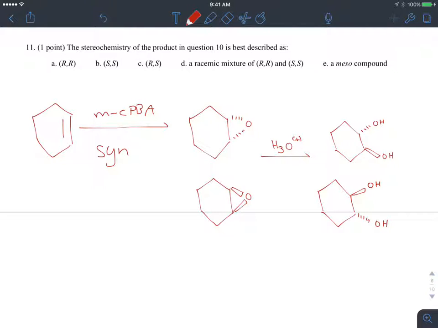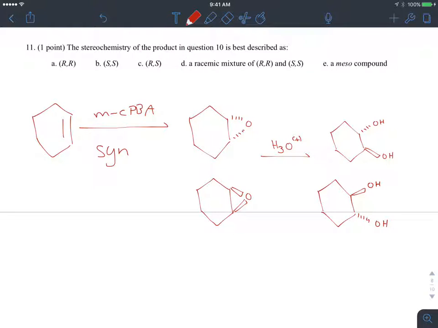In one, you've got the epoxide ring bonds going away from you, and in the other, the ring bonds are going towards you. But you're going to get a 50-50 mixture of each one because they're both cis, and the MCPBA is just going to create a cis product. And so that plays into the next part, where we want the stereochemistry of our product.